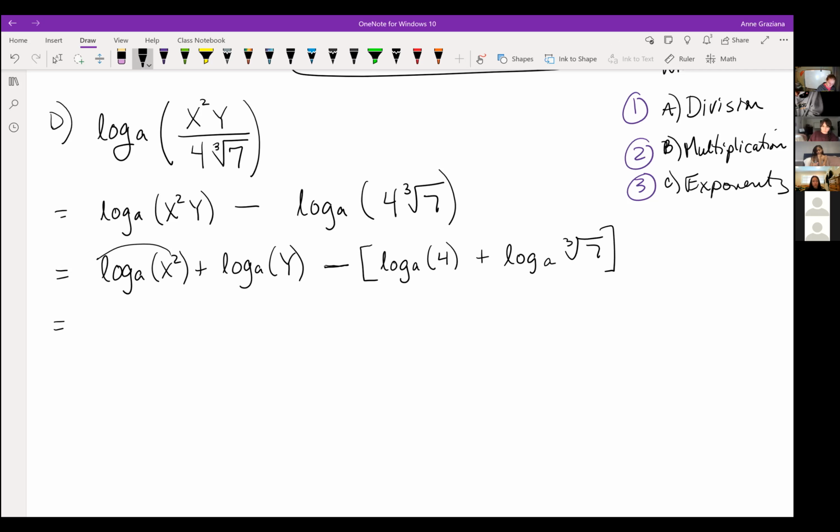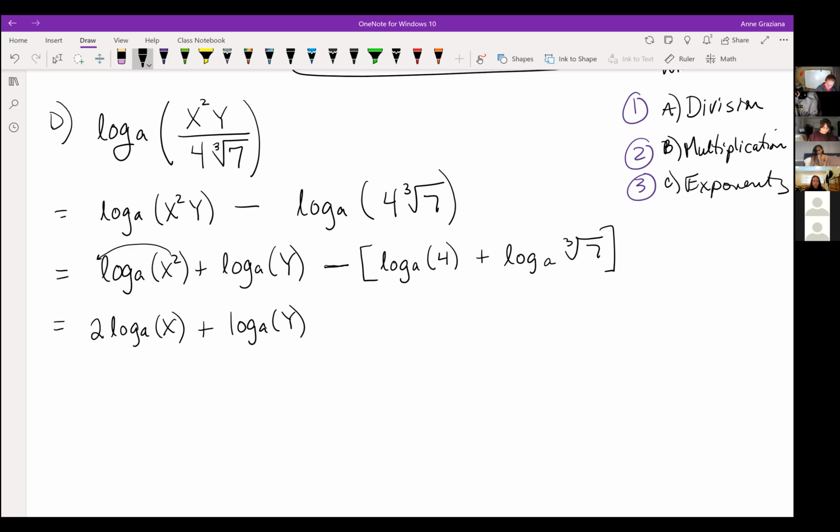Okay, now I can do some stuff at the same time here. Let's bring this exponent down. So this is 2 log base A of x. And that's it. There's nothing else I can do with that one. There's no other properties to be used. This one, there's nothing to do but rewrite it because the properties have already been used up.